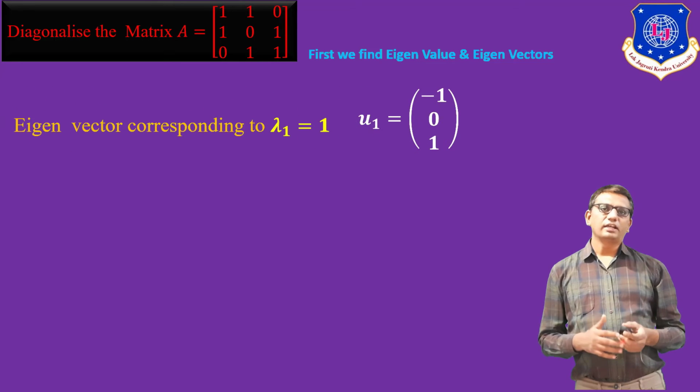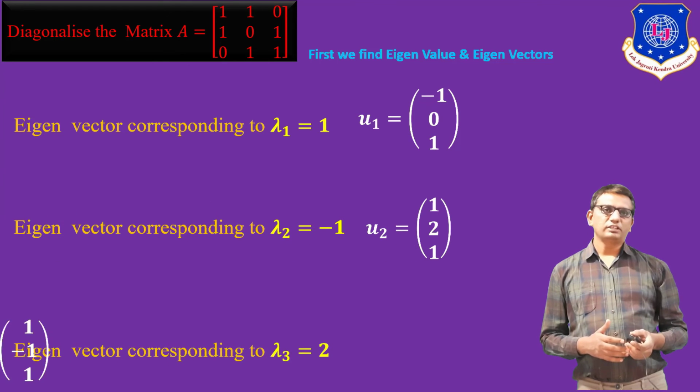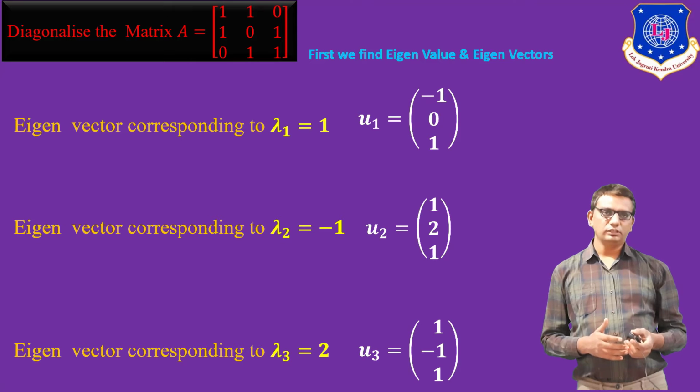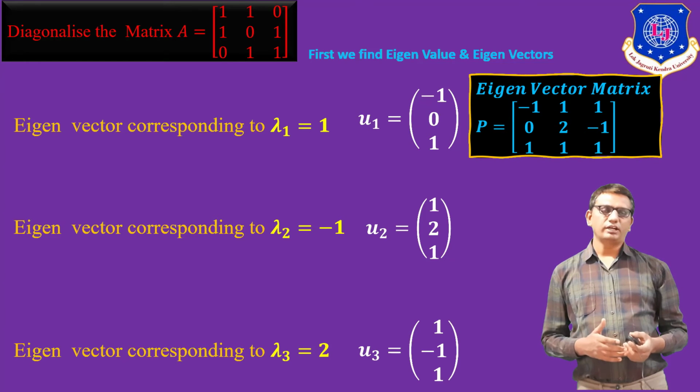Here the eigenvalue is 1 and its corresponding eigenvector is (-1, 0, 1). For -1 we have (1, 2, 1), and for lambda 3 equal to 2 we have the eigenvector (1, -1, 1). You can easily see that all the eigenvectors are linearly independent. Now we will make the model matrix, or eigenvector matrix.